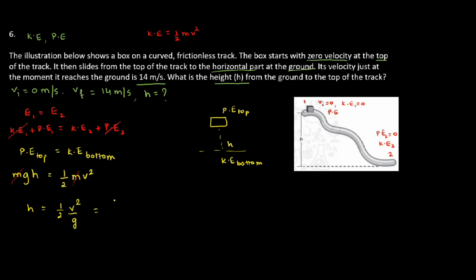Now let's substitute. This v at the bottom is my final speed v. So half times 14 squared over g, which is 9.8. And when you solve this, you get your height as 10. Let's discuss the next question.